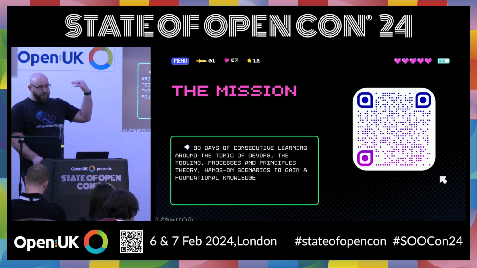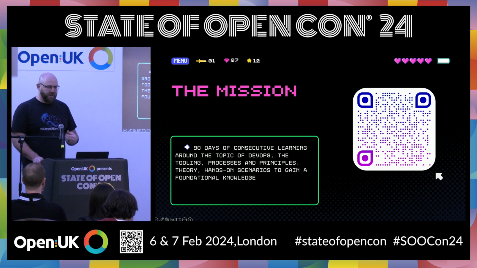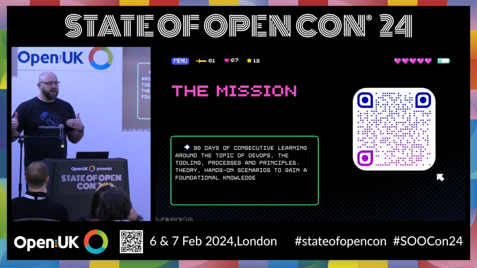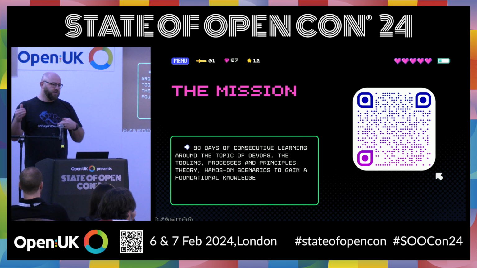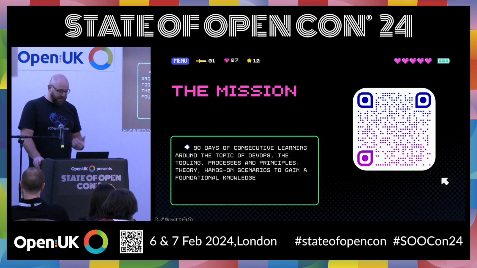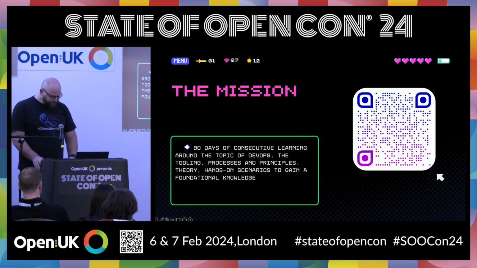So back in 2022, on New Year's Eve, I had this thought of, well, okay, if we think about January the 1st to March the 31st, that's exactly 90 days. So if I was to go and learn something every day and document that in a blog post type fashion, that would give me 90 posts talking about the project 90 Days of DevOps.